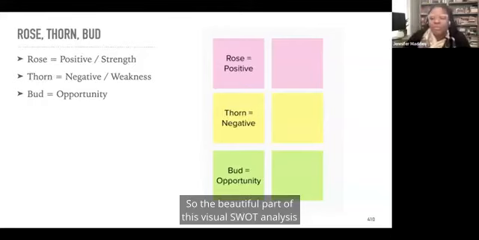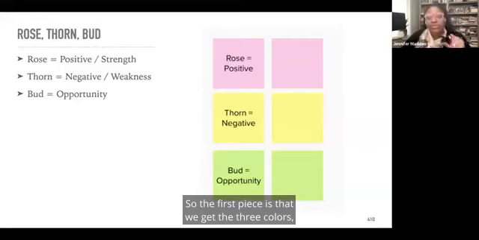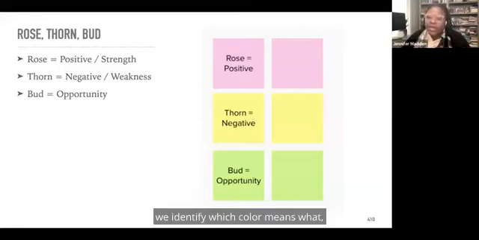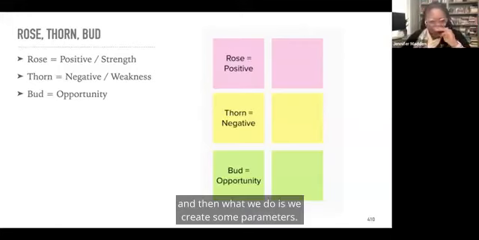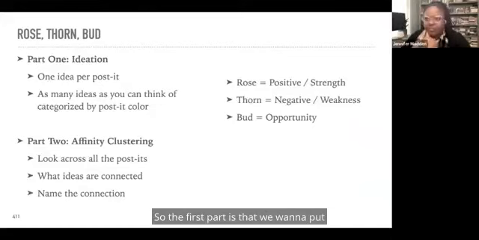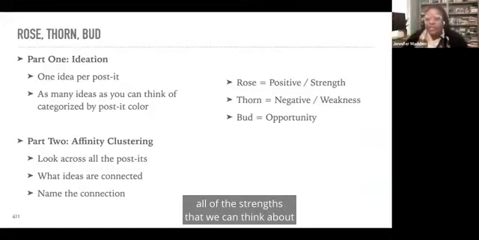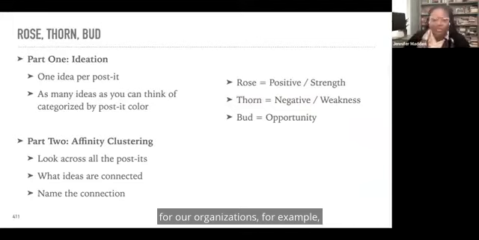So the beautiful part of this visual SWOT analysis is in the technique. The first piece is that we get the 3 colors, we identify which color means what, and then we create some parameters. The first part is that we want to put as many ideas on the sticky notes as we can. All of the strengths that we can think about for our organizations, for example.